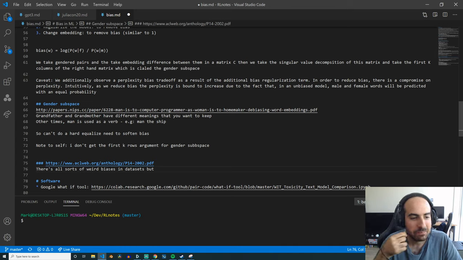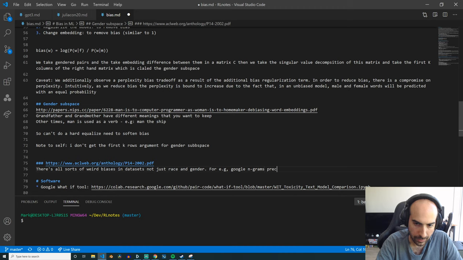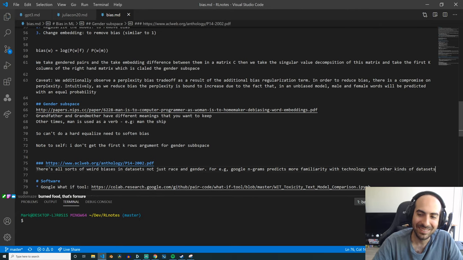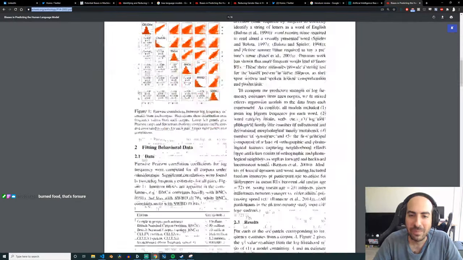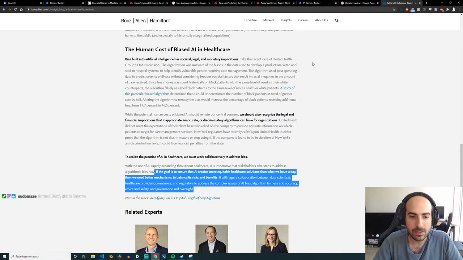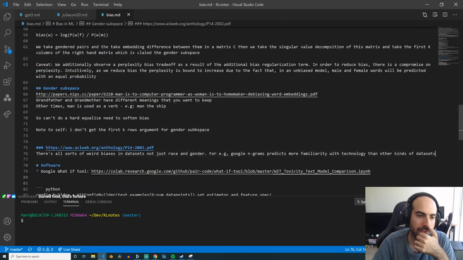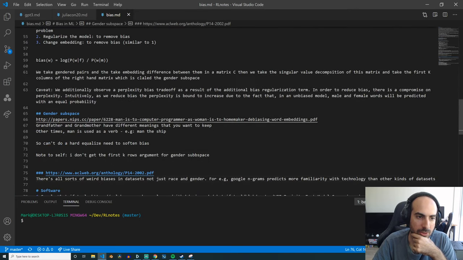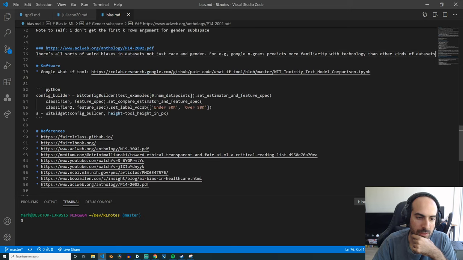There's all sorts of weird biases in data sets, not just race and gender. For example, Google Ngram predicts more familiarity with technology than other kinds of things. All right. So I think as far as some of the language model stuff goes, we have a pretty good story here. So let's look at some of the other stuff.